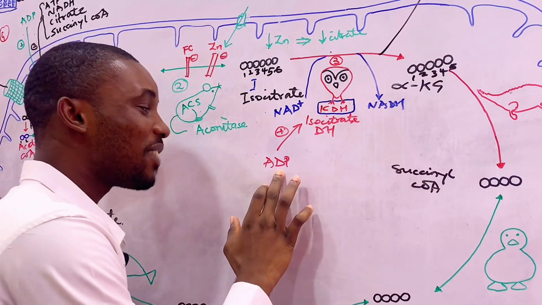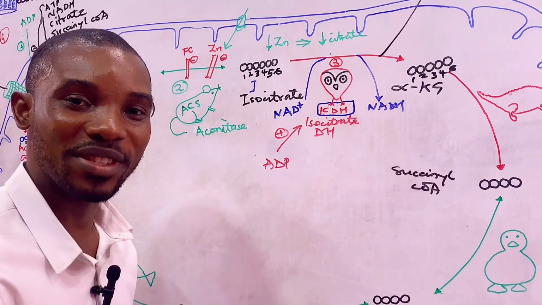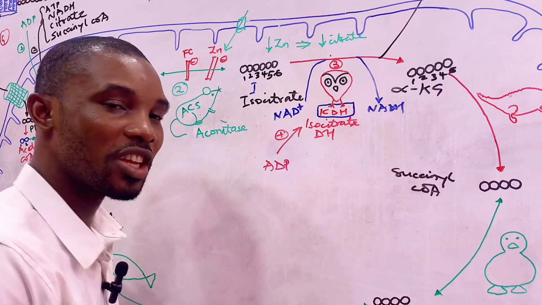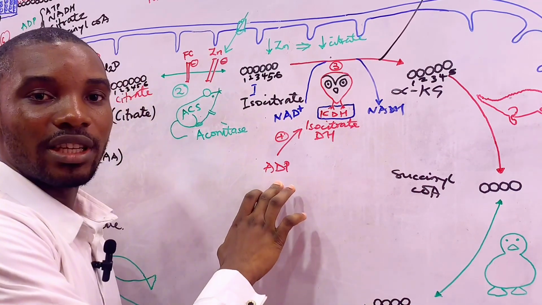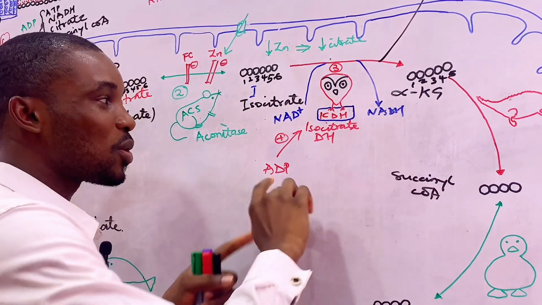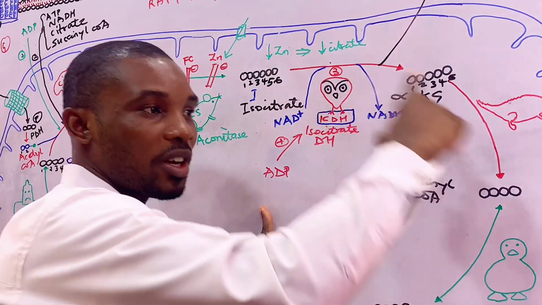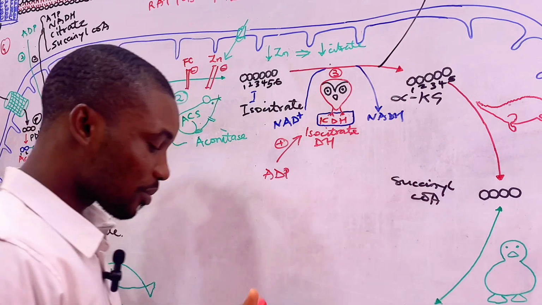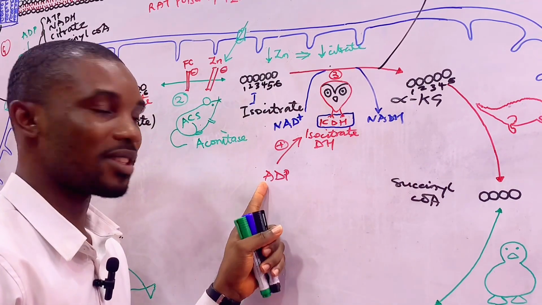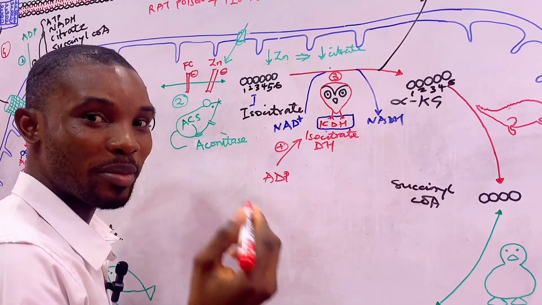ADP. Whenever we have high ADP, what's our cell trying to say? It's trying to say, oh no, I don't have enough energy, right? So ADP indicates low energy levels, which activates isocitrate dehydrogenase so that this reaction can continue and generate energy, right? What else do you think would activate this? You might not know, but let me tell you.